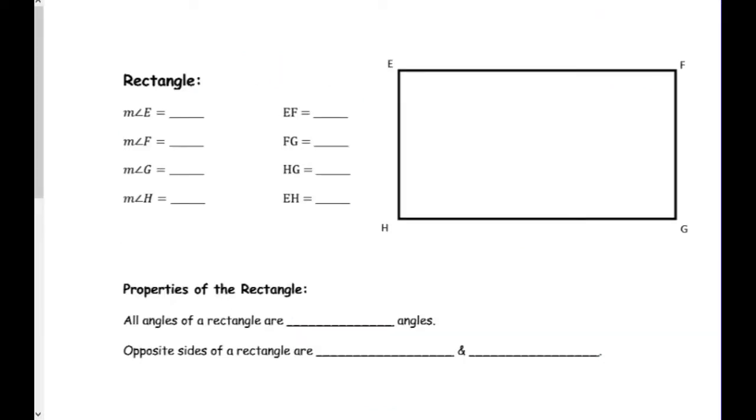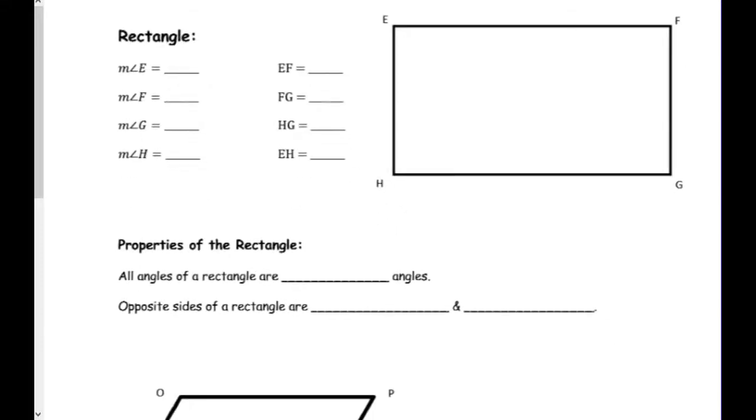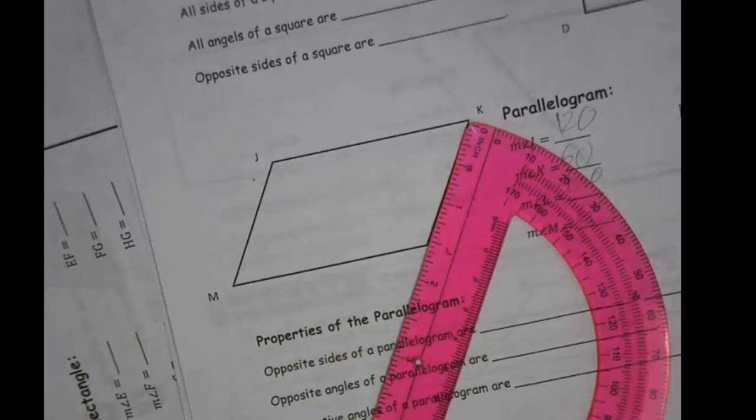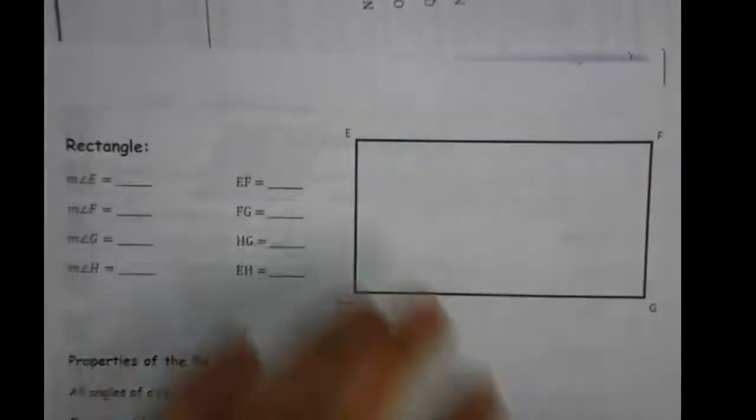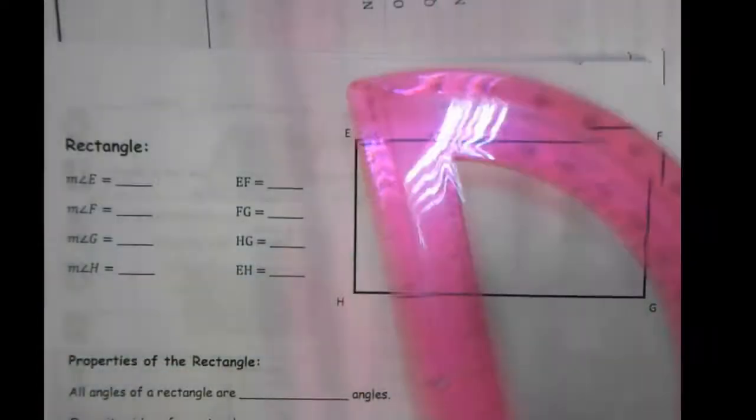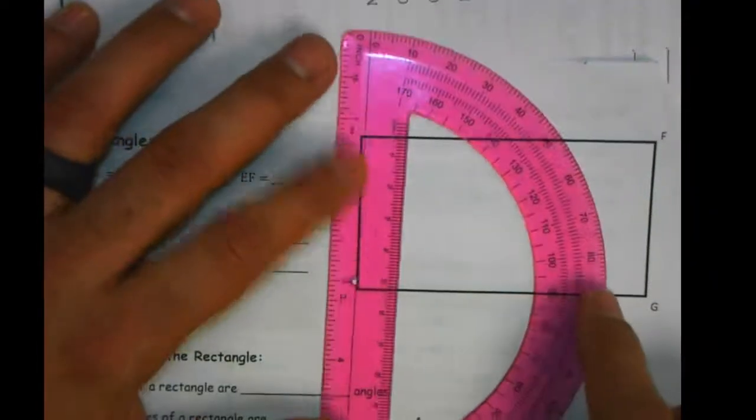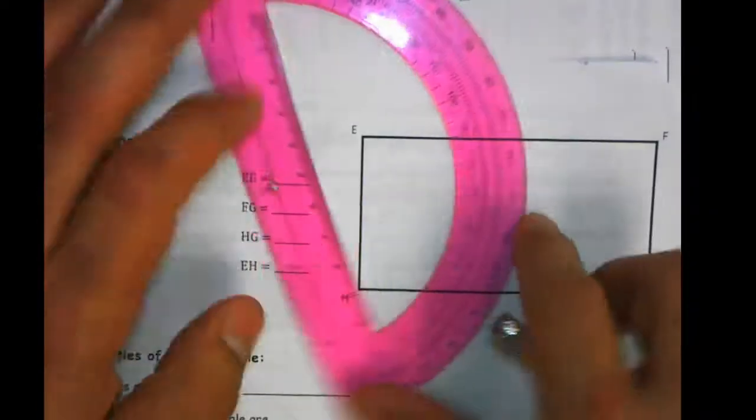All right, so on a rectangle, we go to the picture, and we're going to measure some stuff here. Let's start with EF. Real quick, these angles look 90. Let's just make sure they are. It's 90.